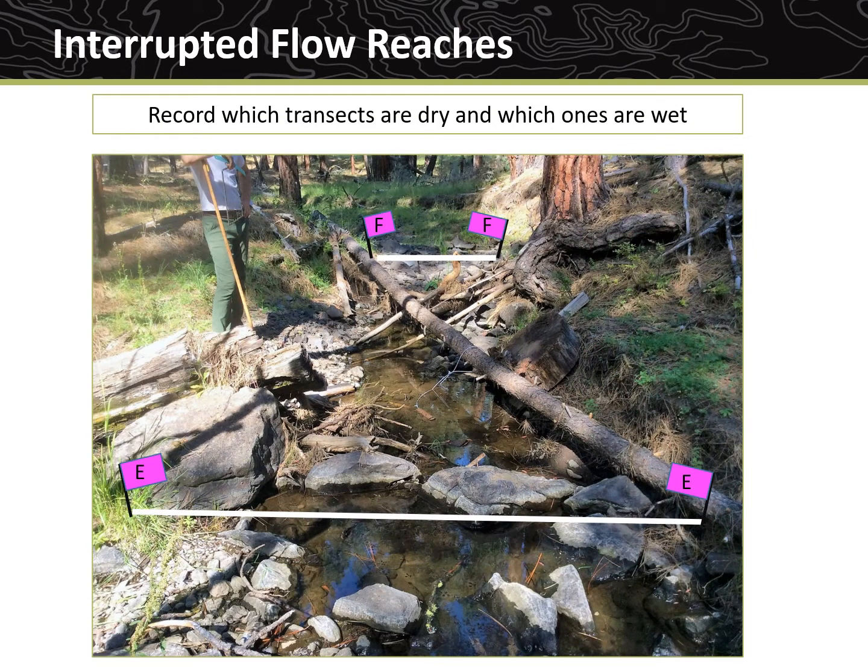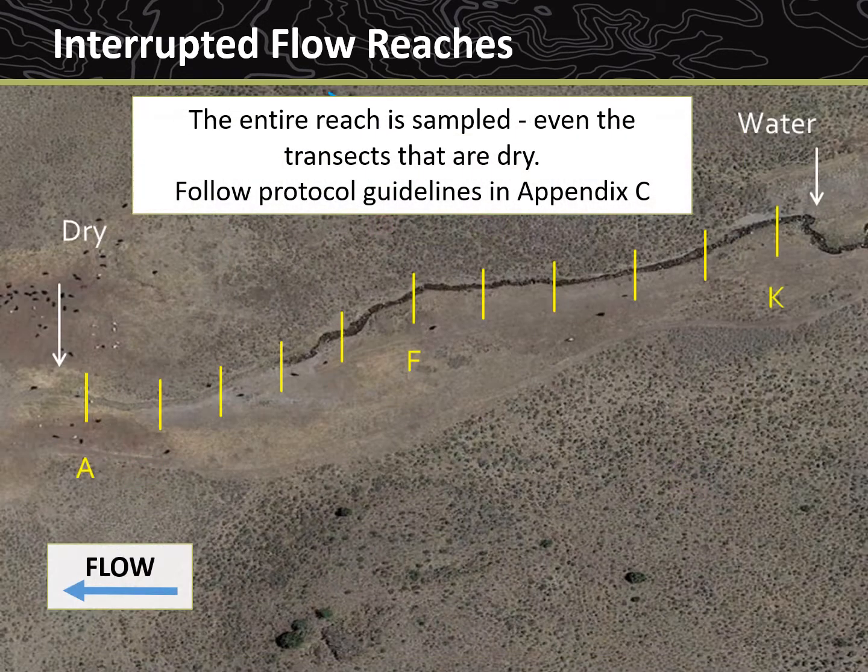When recording data at a reach with interrupted flow, it is important to mark it as an interrupted flow reach and to record which transects are dry and which ones are wet. The entire reach is sampled at interrupted flow reaches, even at the transects that are dry. Appendix C in the protocol outlines the changes that need to be made to the standard sampling methods when collecting data at a reach with interrupted flow.